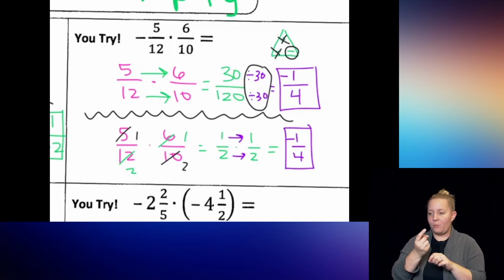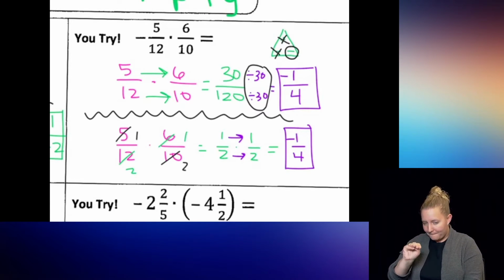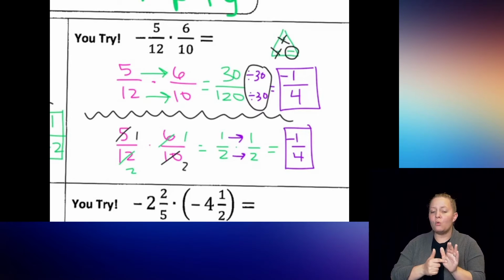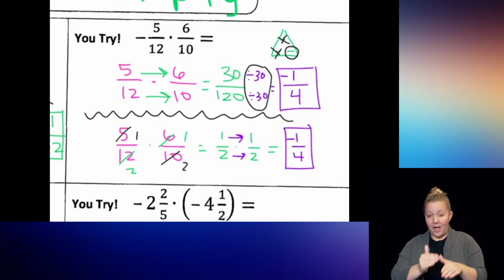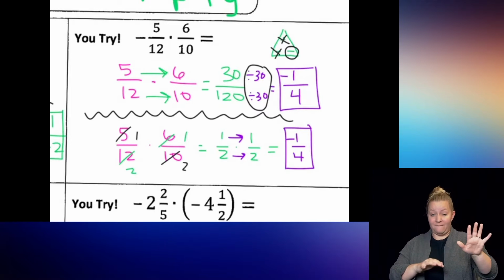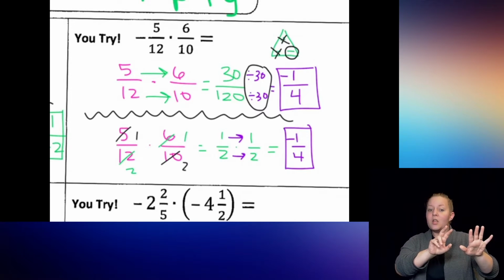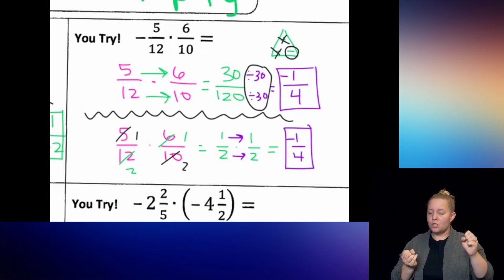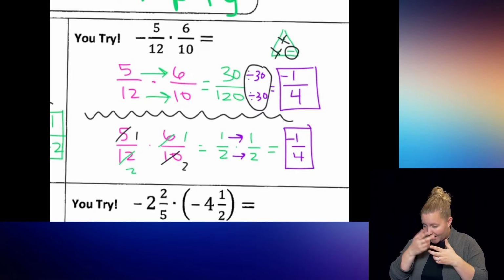And then down below, I've also shown using that cross simplification. So between 5 and 10, the top left and the bottom right, I know that 5 goes into both. When I divide 5 by 5, I get 1. When I divide 10 by 5, I get 2. Same thing with 6 and 12. So I just ended up with smaller fractions from the get-go. And then I multiplied straight across to also end up with 1/4.